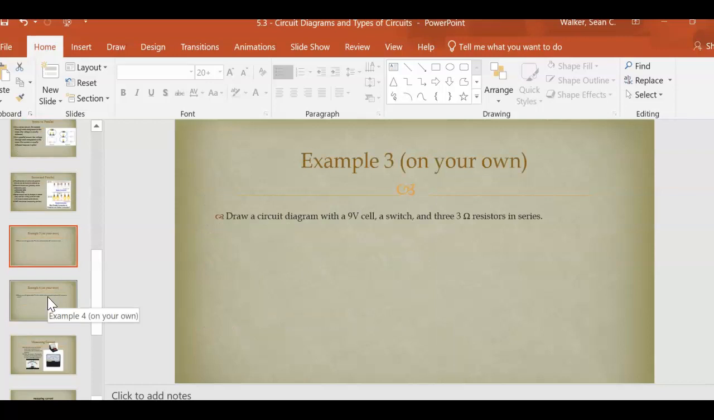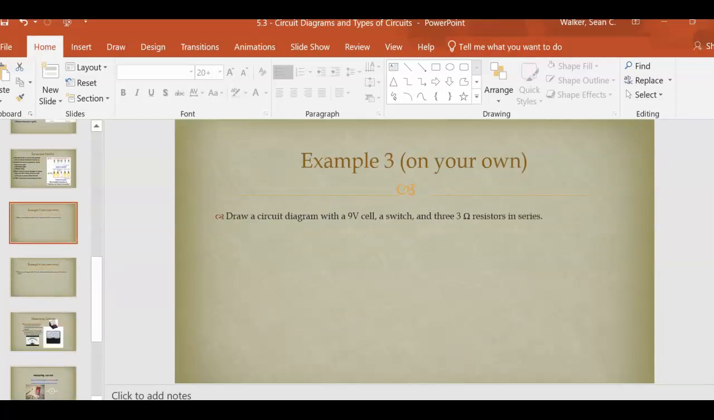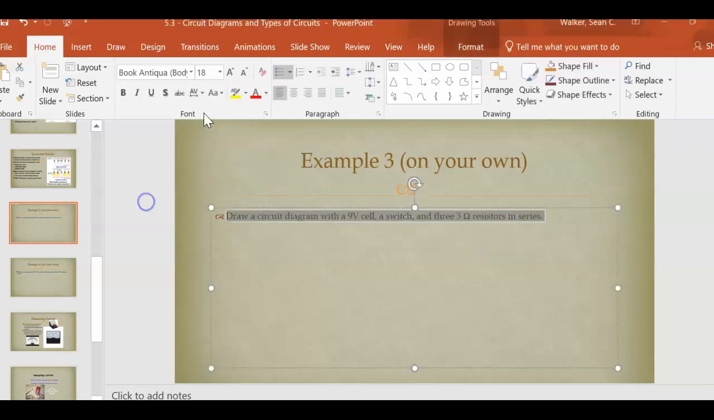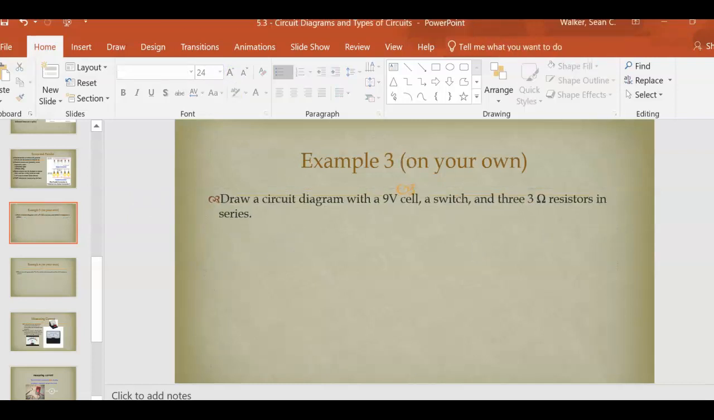All right, just to give you a few quick examples of what this might look like in a circuit diagram. Example 3 says, draw a circuit diagram with a 9-volt cell, a switch, and three 3-ohm resistors in series. Okay, let me make this a little bit bigger so you can see this. So let's say we were asked to draw the circuit. Remember in series, so here's a cell, this is 9 volts. In series means there's only one pathway. So it doesn't really matter where I draw the resistors as long as there's only one pathway.